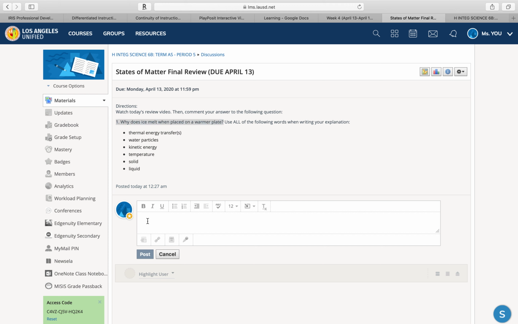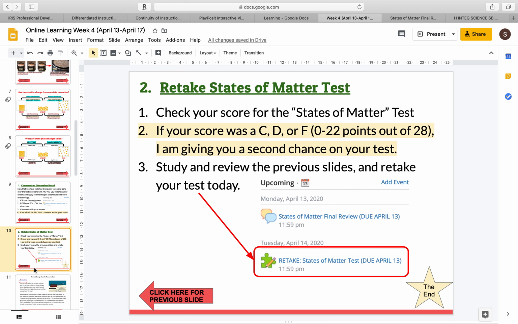So when you type your answer to this question, you should use all of these words for full points. So you can type your answer and say, ice melts when placed on a warmer plate because, and then type your answer and make sure that you correctly use each of these words in your explanation. All right, and when you're done with that, the next one is to retake the States of Matter test. So if your score was a C, D, or an F, if you got between 0 to 22 points out of 28, then I'm giving you a second chance. So if you want to retake your test, you can study and retake your test today.